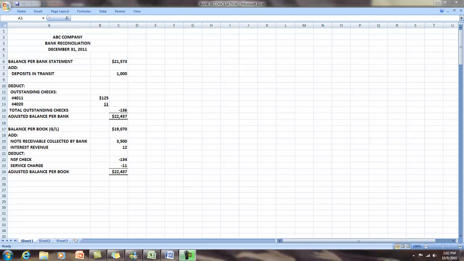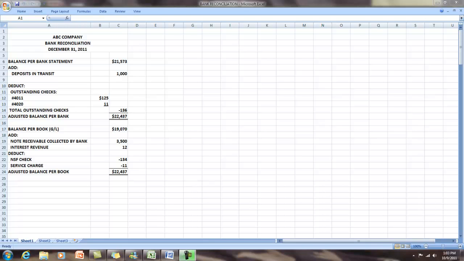For each item, we ask ourselves two questions. Question 1, which side has it and which side doesn't? And question 2, when the side that doesn't have it receives it, will it increase or decrease their balance? We then put that item in the section of the bank reconciliation that doesn't have it, adding or subtracting it based on the prior question 2.